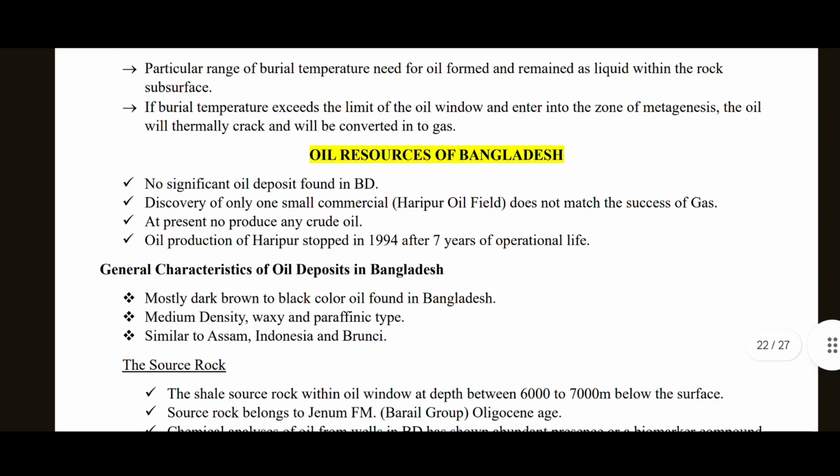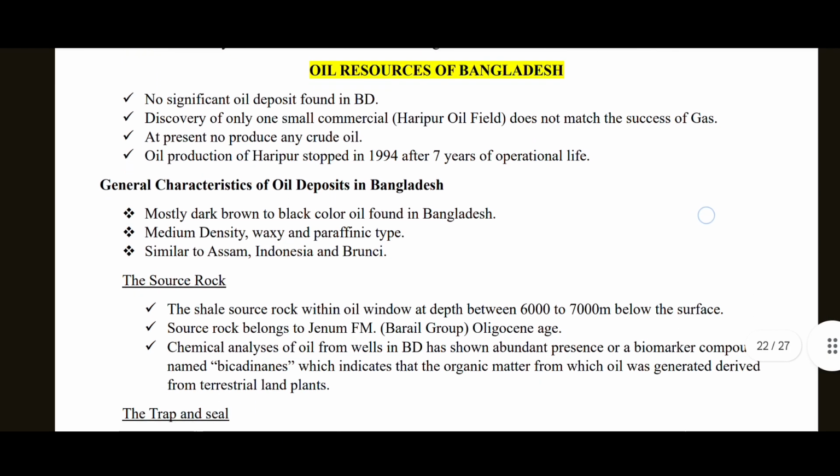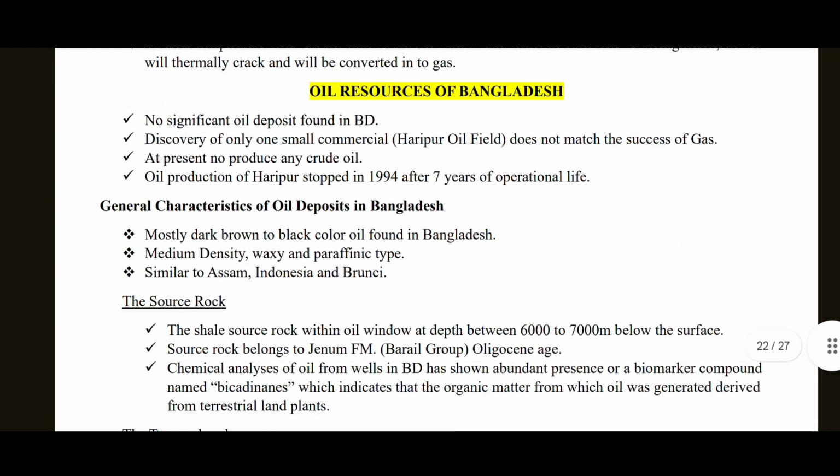So Bangladesh has no significant oil resource or oil deposit. There was one small commercial field, the Haripur oil field, which has now been converted to gas. There is no crude oil production at present, and only Haripur had commercial production of oil, for only about 7 years. So at that time we got some oil deposit characteristics of Bangladesh.